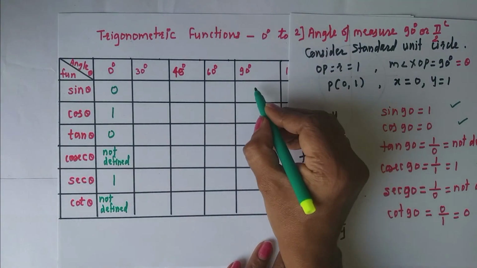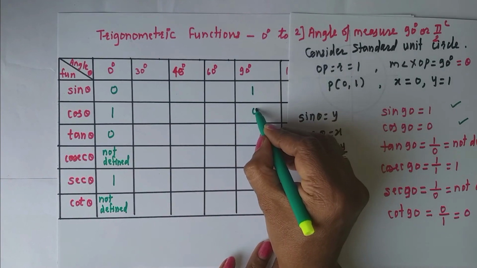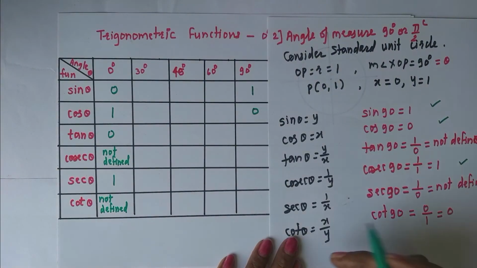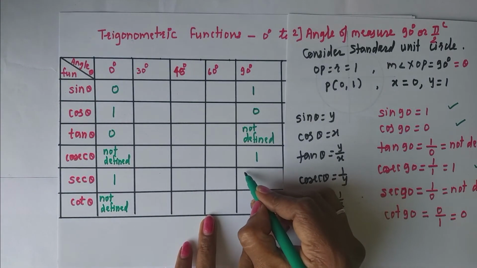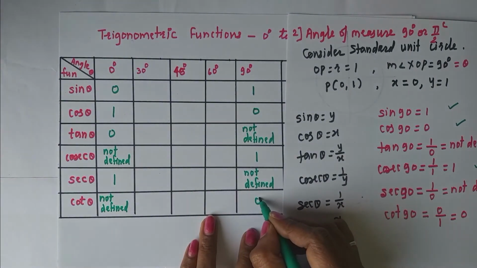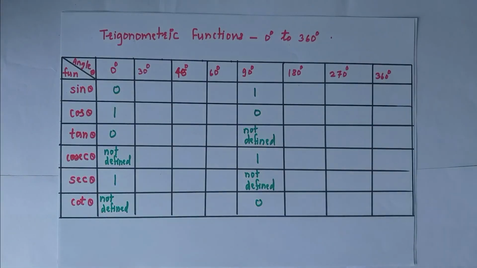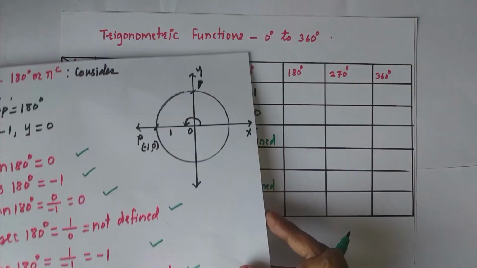What is sine 90? That is 1. Cos 90 is 0. Tan 90 is not defined. Then cosec 90 is 1. Sec 90 is again not defined. And cot 90 is 0. Okay. Then we will keep the values of 180 degree.